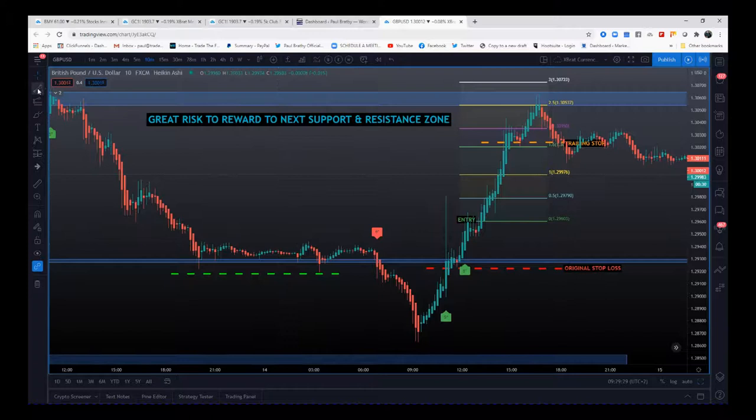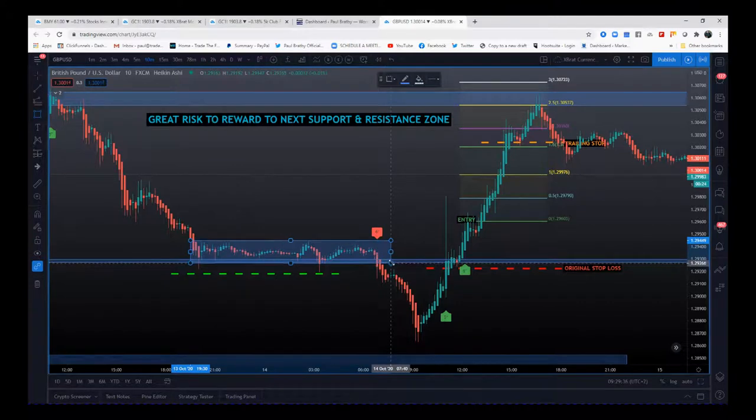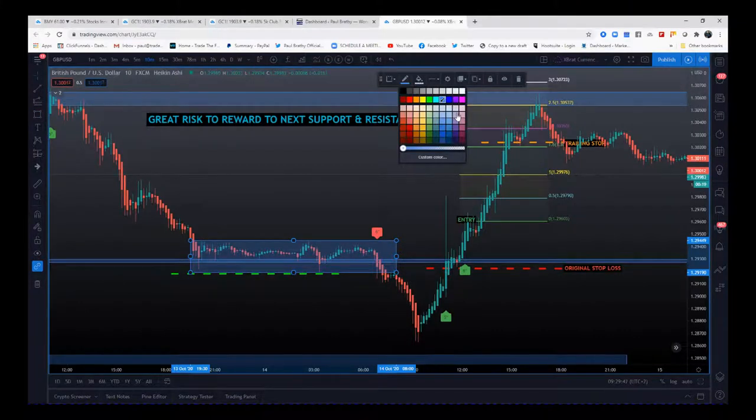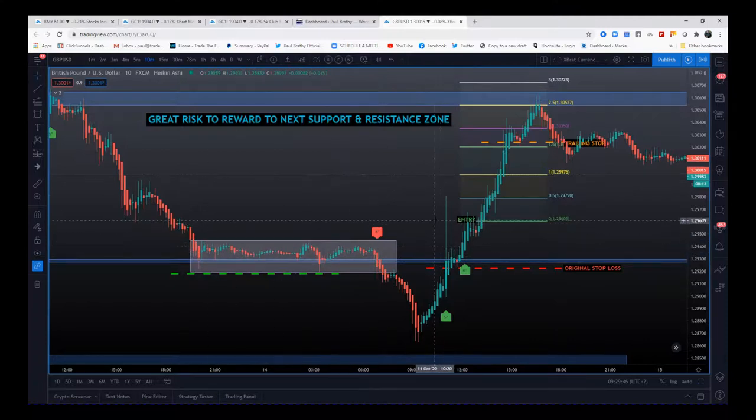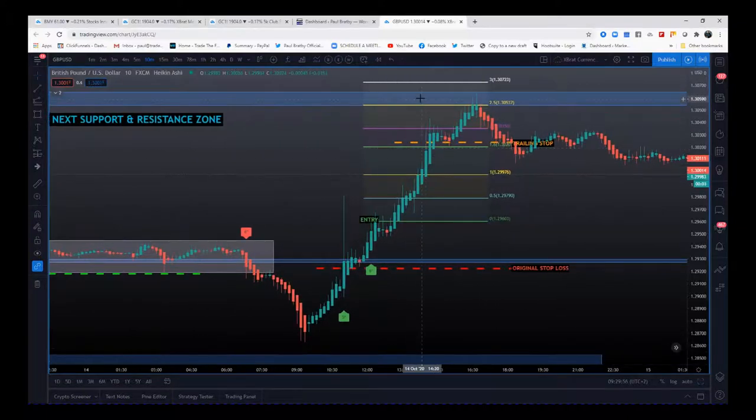Okay, so if I just draw this in here just to make sure you understand, this was the range overnight here. Okay, this range, the entry, let's make that purple. The entry that we've got here, the signal, is above this range. So there's no real danger in there. There's a little bit here, but not a great deal. The next real danger is this resistance zone up here.